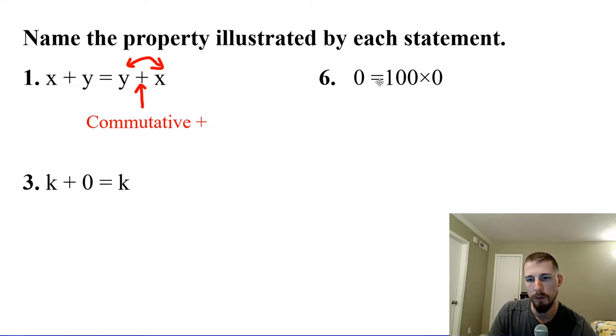The next one, we have 0 is equal to 100 times 0. If we multiply anything by 0, it goes to 0, right? I didn't actually mention this one, but it's called the zero property, all right?